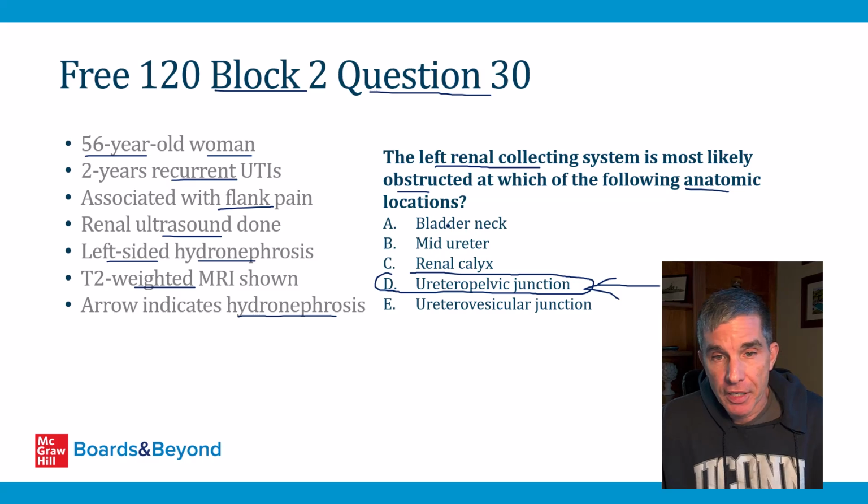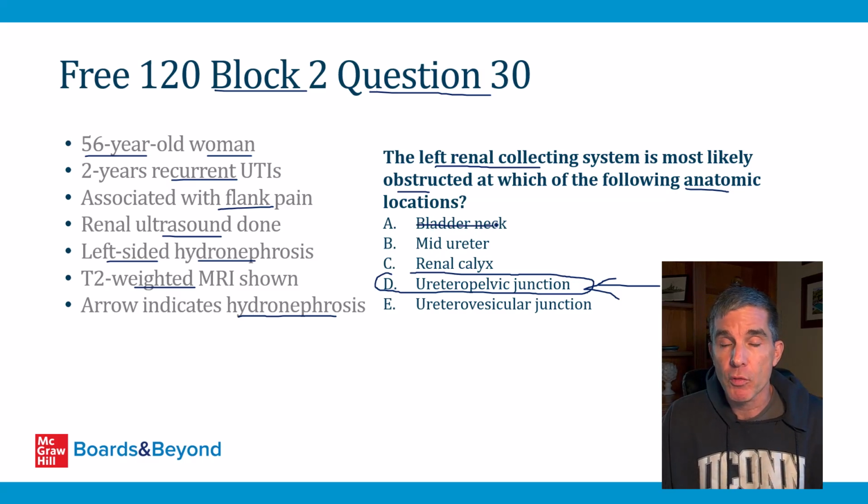As to the wrong answers, answer choice A is the bladder neck. This is not correct. If the obstruction were at the bladder neck, then the bladder would be swollen, both ureters would be swollen, and there would be bilateral hydronephrosis, not hydronephrosis on one side.